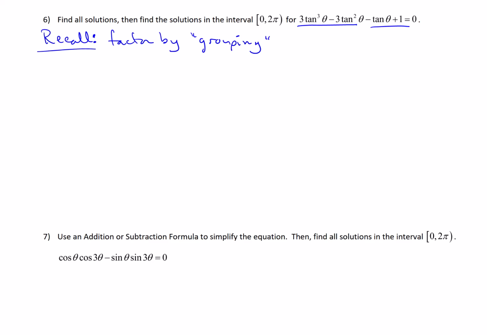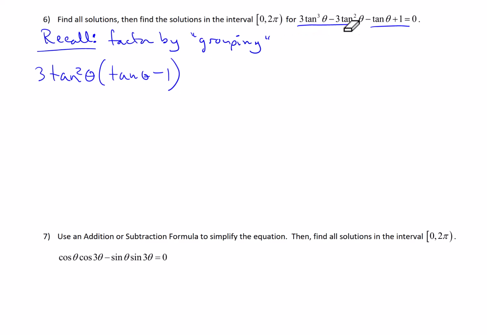So for the first group, which was now 3 tangent cubed theta minus 3 tangent squared theta, notice in common to both of those terms would be a 3 tangent squared theta. That would be like the greatest common factor. Then if I were to factor that out of those 2 terms only, after factoring out the 3 tangent squared theta as the GCF from those first 2 terms, really I'm calling that my first group here, we would be leaving behind a tangent theta minus 1. And you can double check that by distributing the 3 tangent squared theta into those terms, and you better get the original group, that is those first 2 terms in our equation.